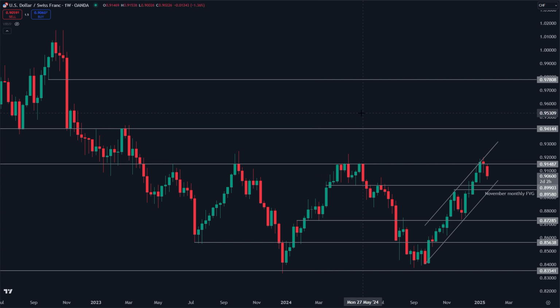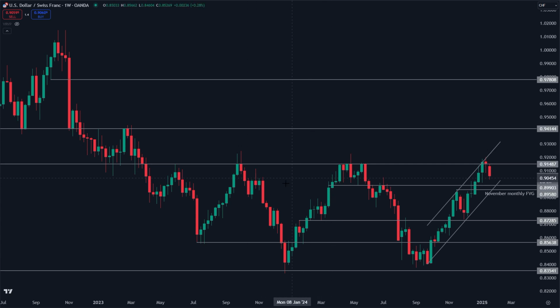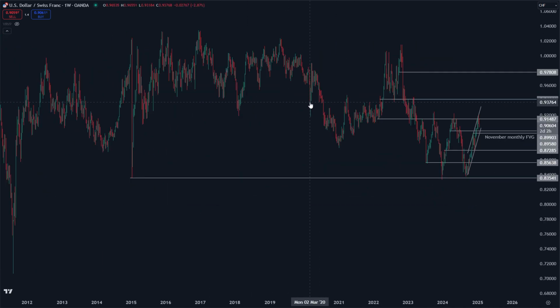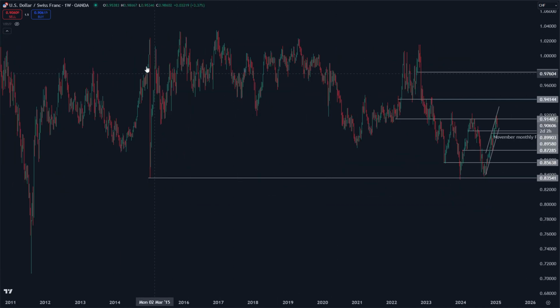And first of all, we can see here from the dollar Swiss franc that this market has been ranging going all the way back here to 2023. And what you'll also notice is if we go all the way out here, this is essentially just one massive range going back to 2015. So you could make the case that this right here, the last couple of years, is just one range within a much broader range.